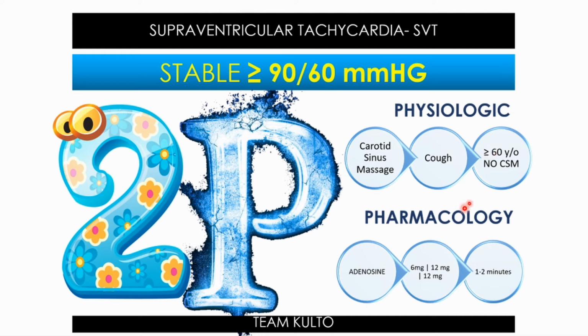Kapag more than 60 years old, hindi ako magka-carotid sinus. Ang gagawin ko, pauubuhin ko siya ng 3 times. That is your Valsalva maneuvers. Now, 25% lang kasi ang pwedeng ma-manage nitong Valsalva maneuvers.